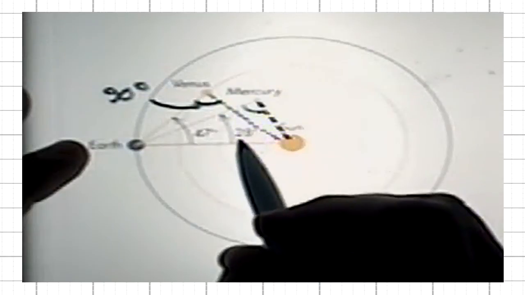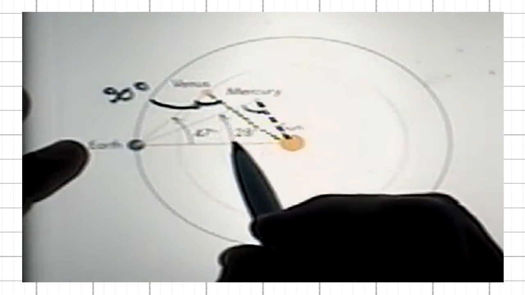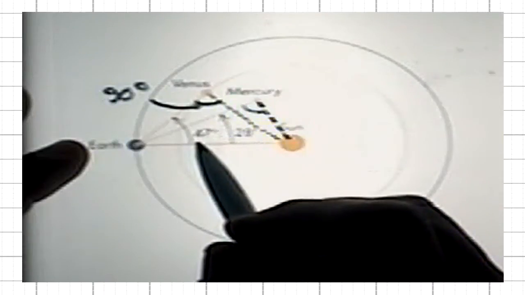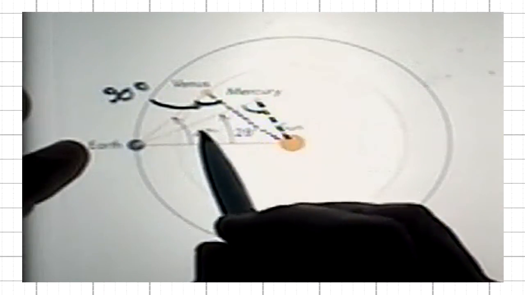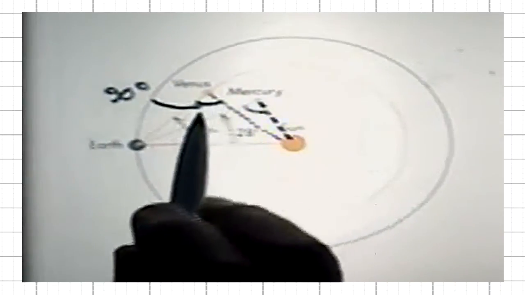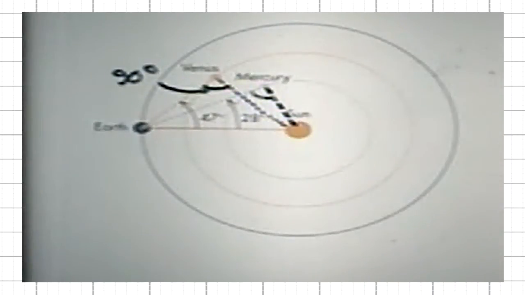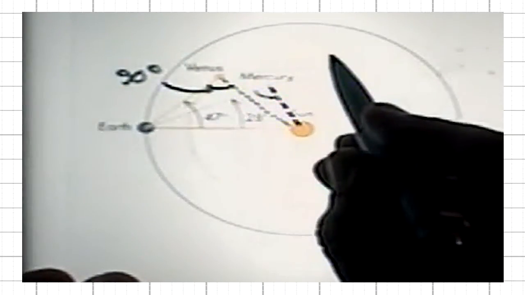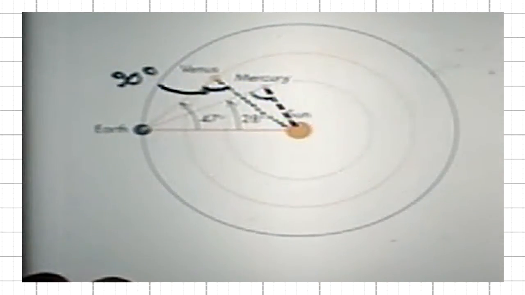So one can measure the angle at which we see Mercury and Venus when they are at the largest angular distance from the Sun. In the case of Mercury, it is 28 degrees, and in the case of Venus, it's 47 degrees. You cannot see Venus at an angular distance from the Sun that is bigger than 47 degrees. It can only be smaller. Say if Venus is located here, then this angle is going to be less than 47 degrees.